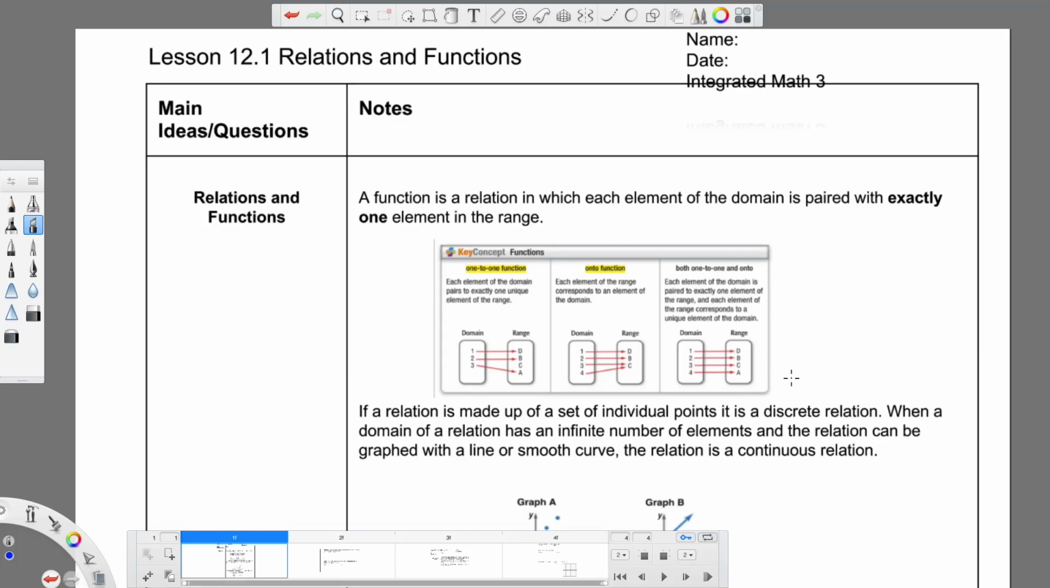All right, we are going in Chapter 2, Lesson 1, called Relations and Functions. If you notice, there's a little typo on this guy. It's not 12.2, it's 2.1. So this is Chapter 2.